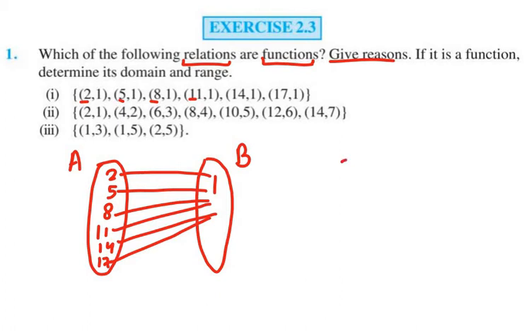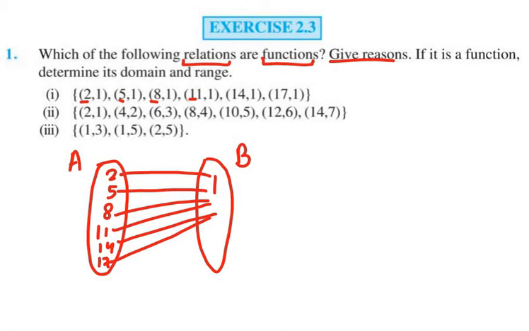Now if it were like this, like 2 has 2 images, then it can't be a function. Now you can see 2 has 1 image, 5 has 1 image, 8 has 1 image. It could be with 1, but we can't make it like the other way. The numbers we have as A or X elements should not have more than one image. So therefore we can say that this is a function. The first one is a function.